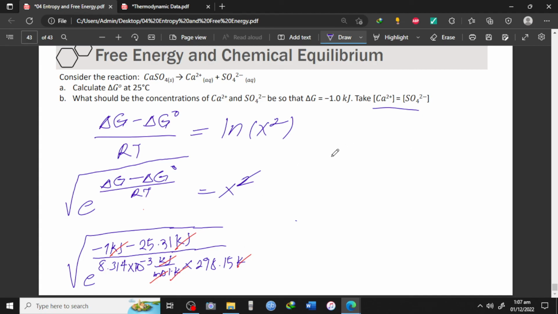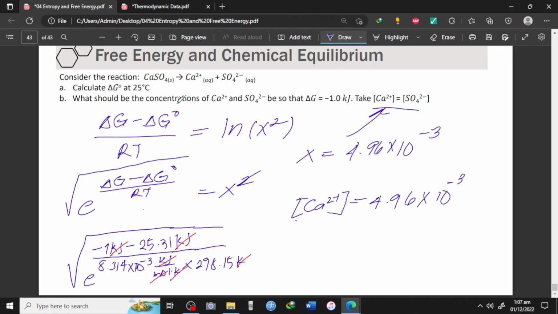Ang magiging sagot natin dito is, for the concentration, ang sagot natin ay 4.96 times 10 raised to negative 3. Okay, so yan na yung final answer natin, no? 4.96 times 10 raised to negative 3. Or kung gagawin natin or ipa-plugin natin to dito, magiging ganito na lang siya, no? Calcium 2 plus, ang sagot dyan is 4.96 times 10 raised to negative 3. So, dahil sabi niya concentration, dapat yung unit niya is in concentration unit din. So, lagyan na lang natin ng molarity.